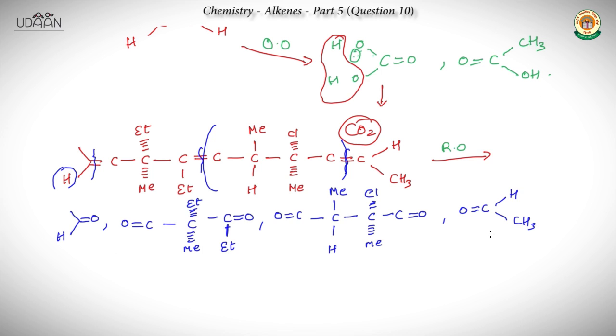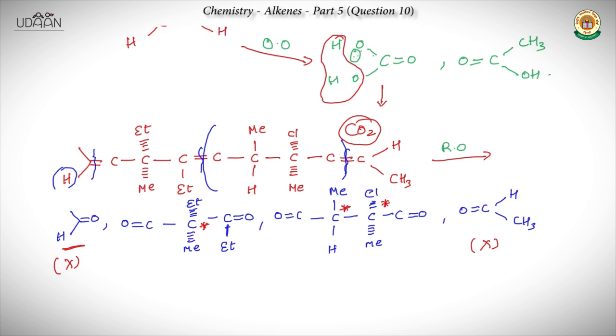So, to find the optical activity, you need to check for the chiral carbon and see if it has a non-superimposable mirror image. First, look for the chiral carbon in the obtained products. The first one has no chiral carbon, the second one has one chiral carbon, the third one has two chiral carbons, and the fourth one has zero chiral carbon.